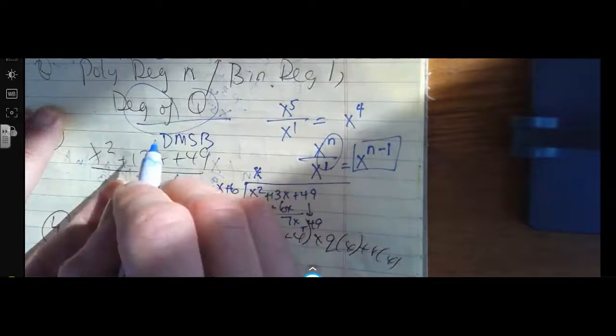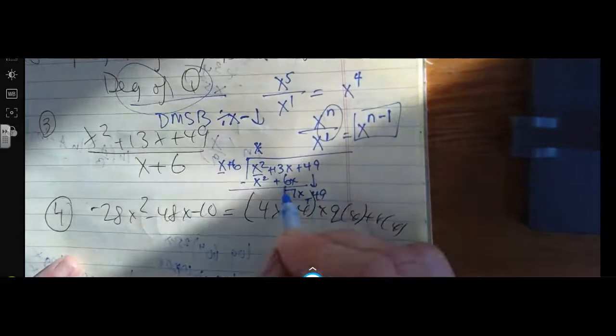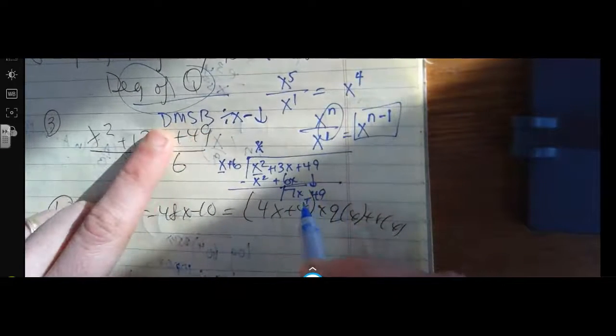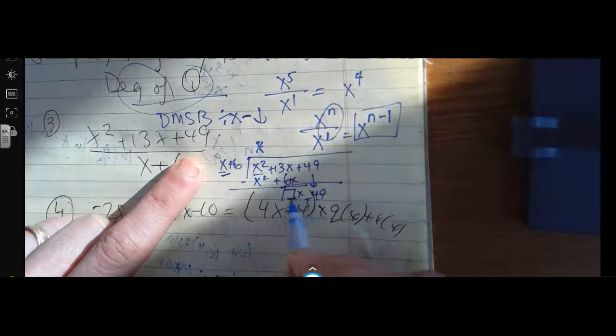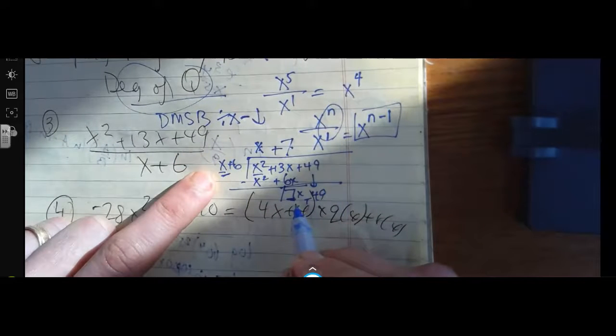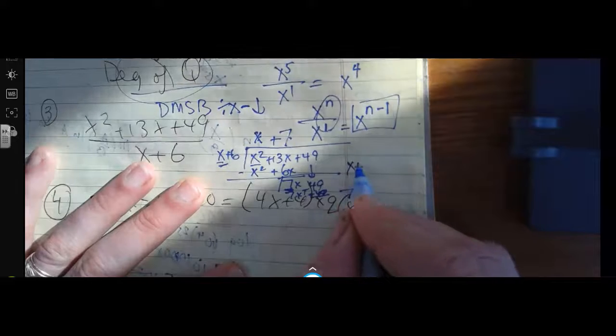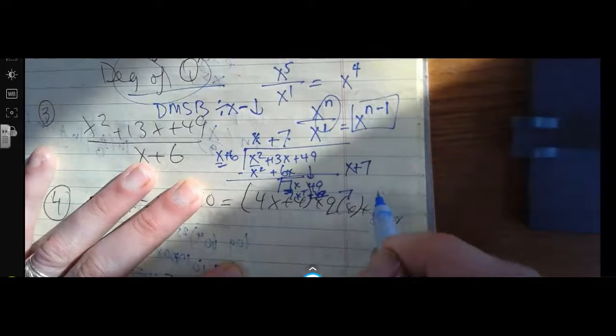This little step I'll help you with. It's called DMSB, and it stands for divide, multiply, subtract, bring down. That's a little acronym to help you. Then you repeat the process again, go back to D. You go x into 7x, 7 exactly. Then you multiply down, and you get 7x plus 42. You subtract, and you get 7. So that means our answer is x plus 7 with a remainder of 7 down here.